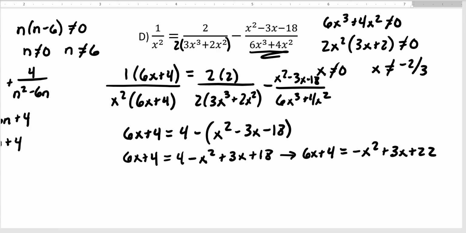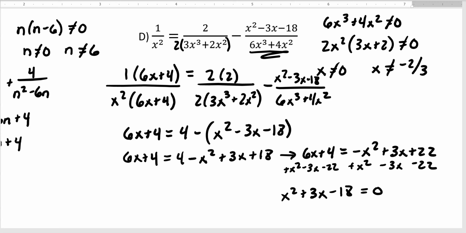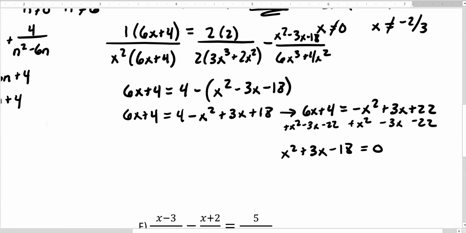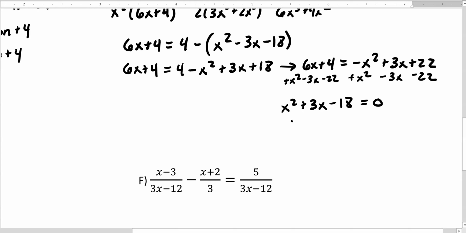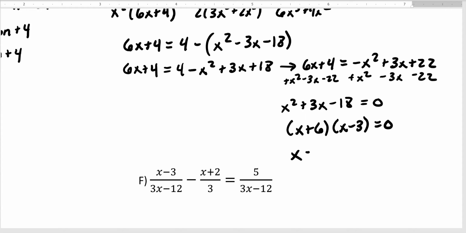So let's add x squared to both sides. Add x squared. I'm going to subtract 3x, and subtract 22. And when I do that, I get x squared plus 3x minus 18 equals 0, which, conveniently enough, I believe is factorable. We can say x plus 6 and x minus 3 equals 0, which is to say that x equals negative 6 and x equals 3.